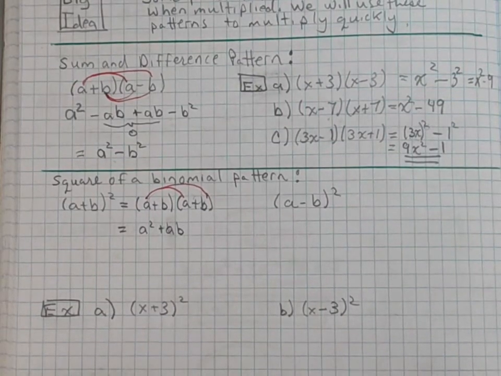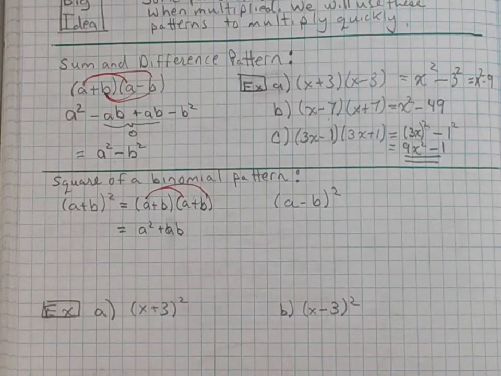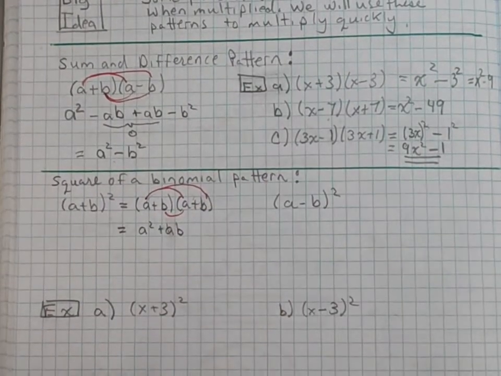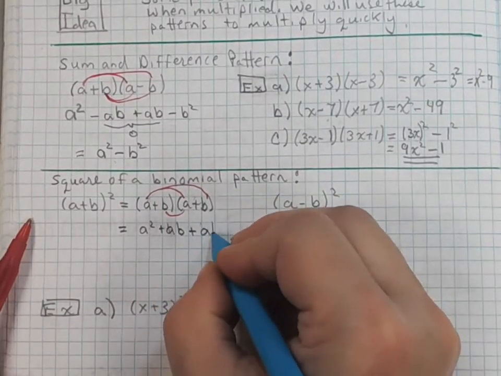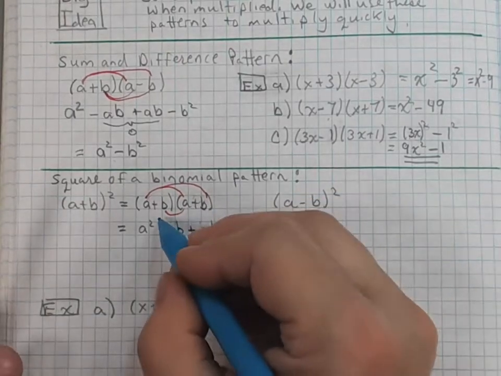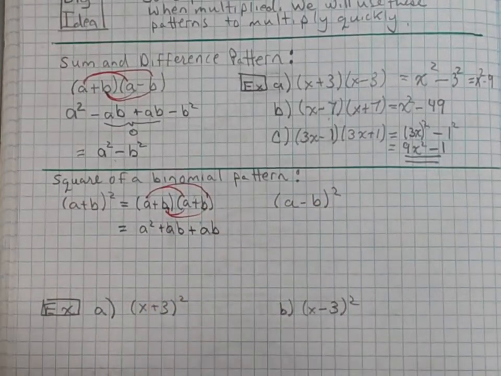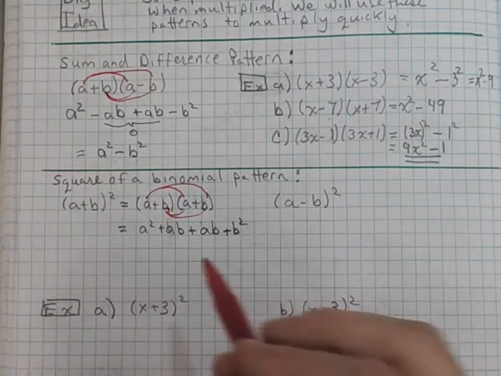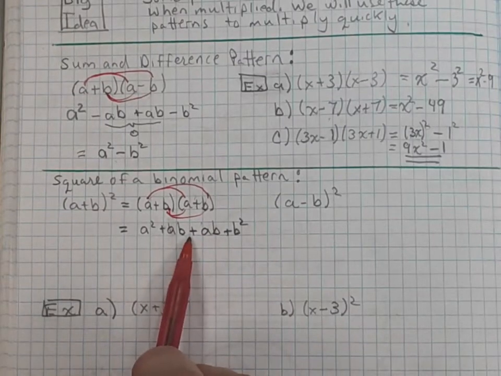All right, now I'm going to do multiplication by the second term. B times a, which is ab, and then b times b, which is b squared. All right, so my sum and difference pattern, you can see that the two middle terms are identical.